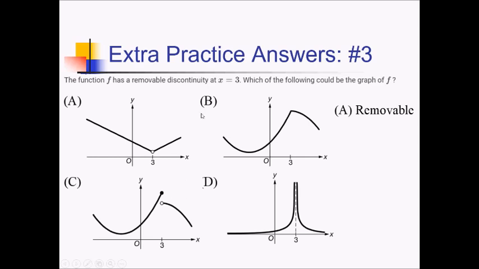It won't hurt anything. Choice B has a cusp at 3, which doesn't really have any bearing on continuity at all. Choice C has a jump at 3, not a removable discontinuity. And choice D has a vertical asymptote, an infinite discontinuity at 3. So then out of them, choice A is the best answer.